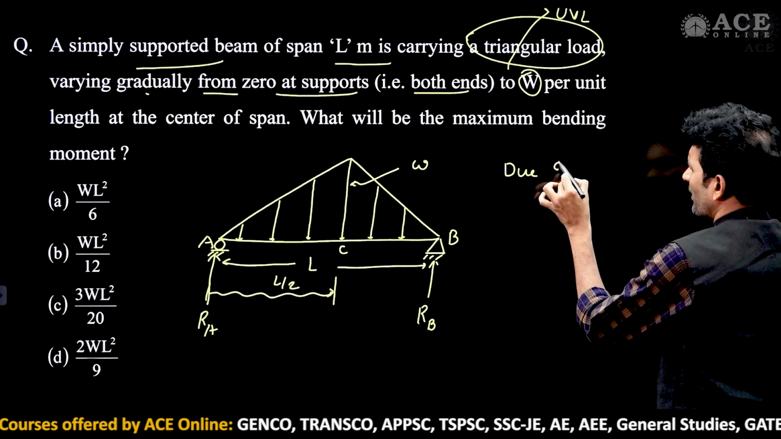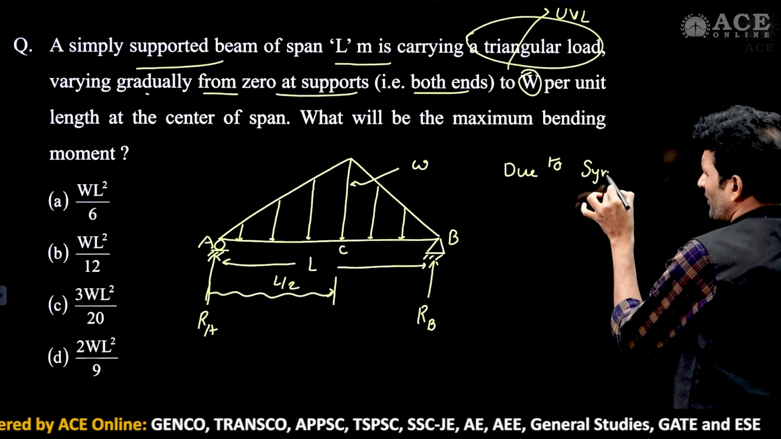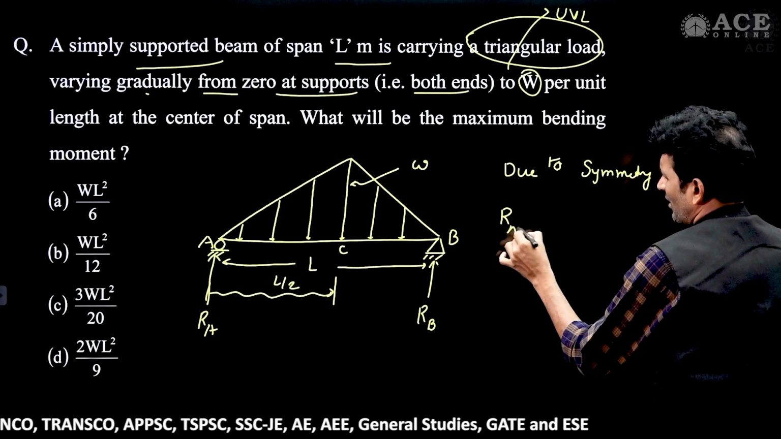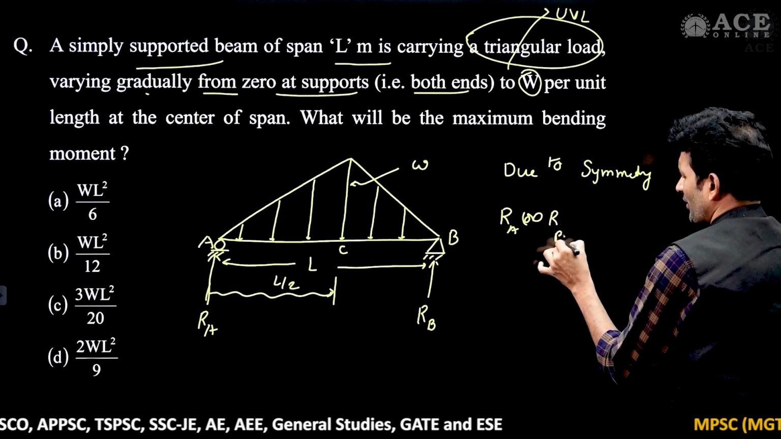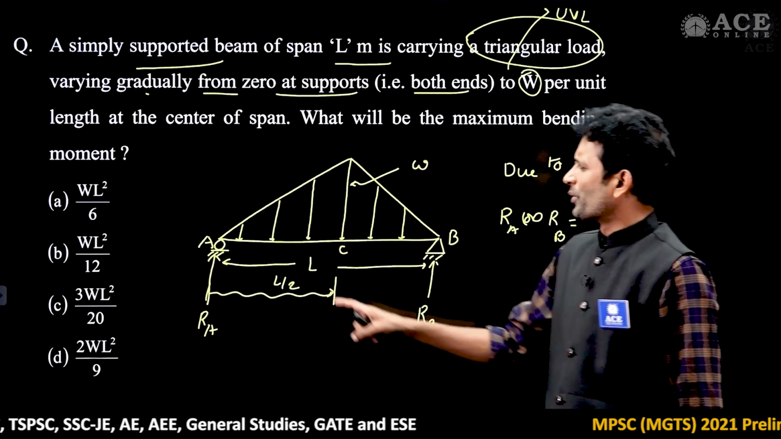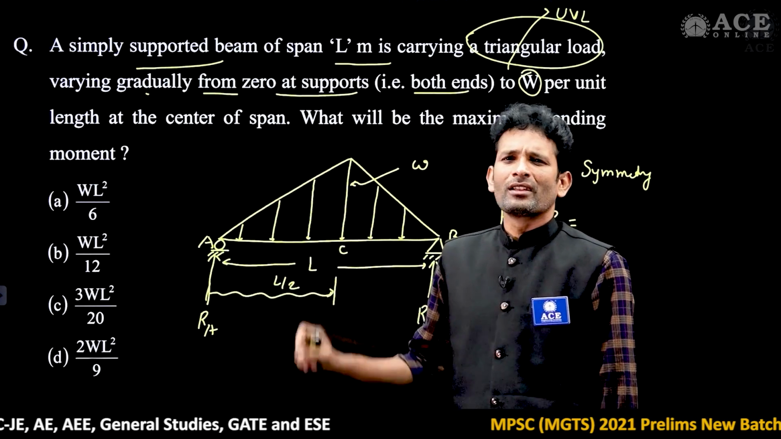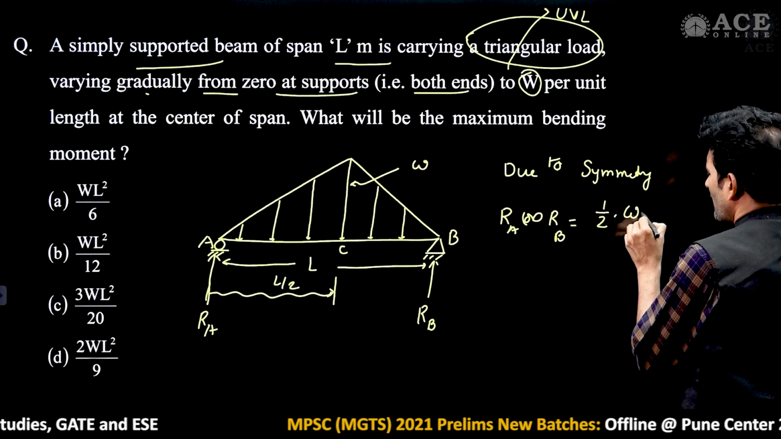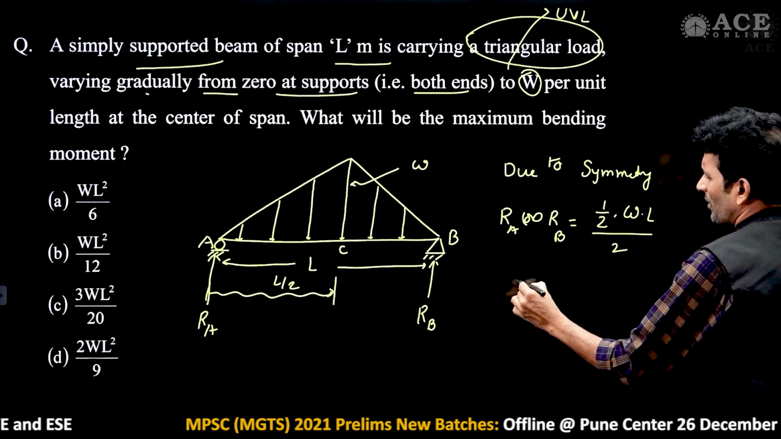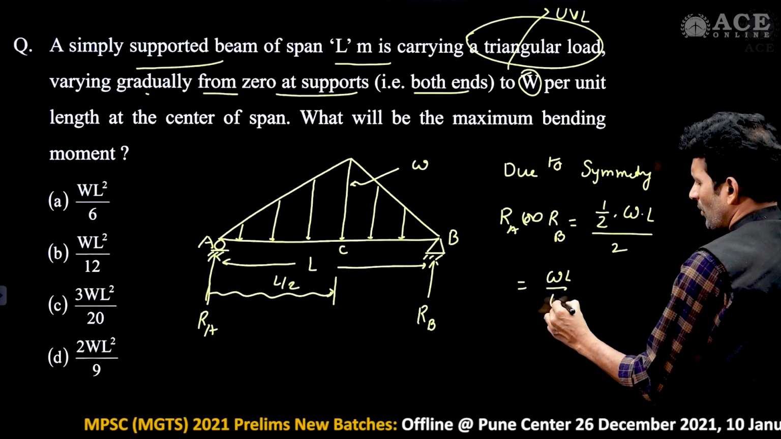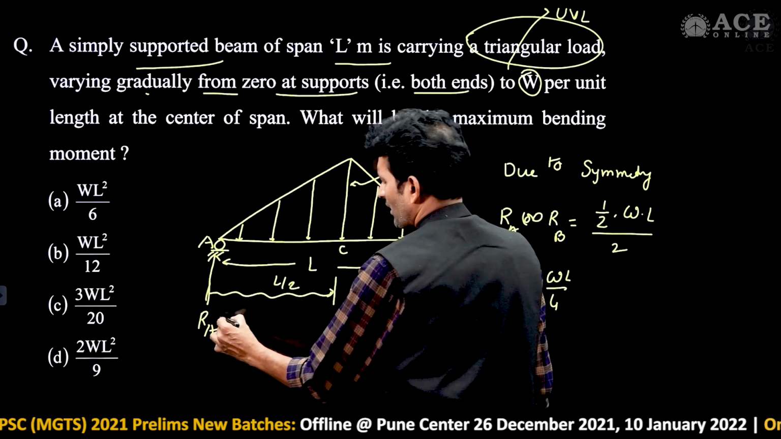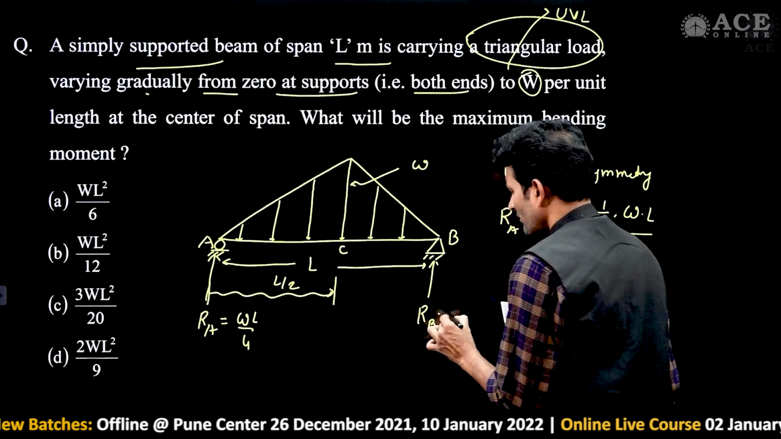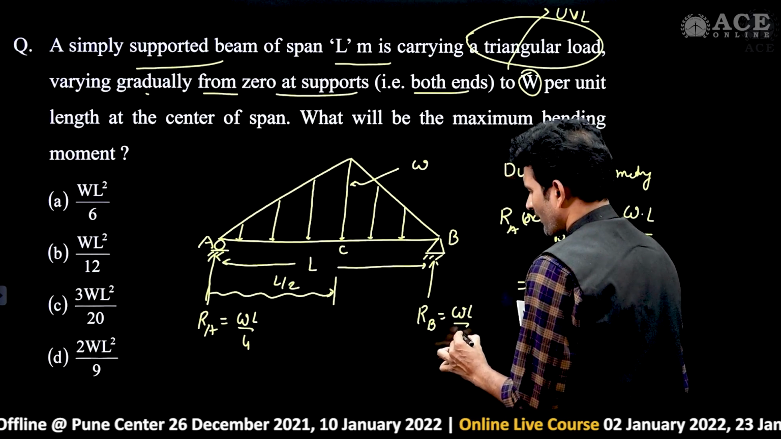So, due to symmetry, RA or RB should be equal to half of the total load. What is the total load? How can you find the total load? The area of this triangle gives the total load: half into base into height, divided by 2. So, what is the RA value? RA is omega L divided by 4. Similarly, the RB value is also omega L divided by 4.